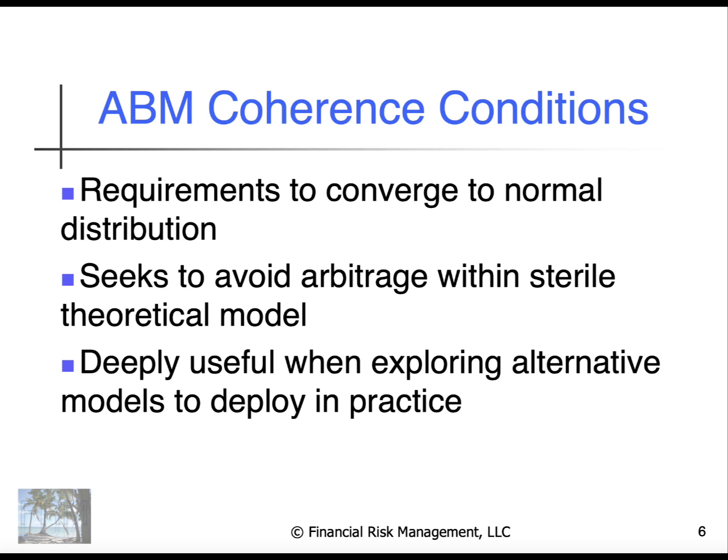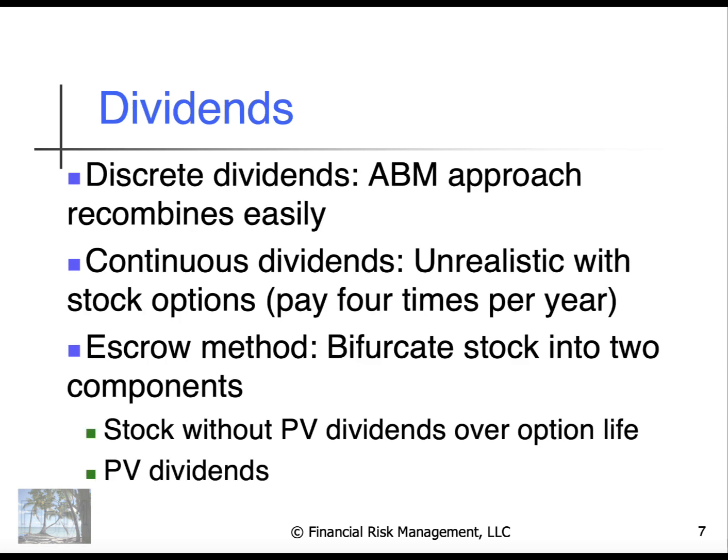There'll be coherence conditions in order to converge to the binomial. In order to converge to the distribution, we have to have certain coherence conditions, and so we want to avoid arbitrage within this sterile theoretical environment. It's deeply useful when exploring alternative models to deploy in practice. We don't want to deploy a model that has inherent arbitrage possibilities.